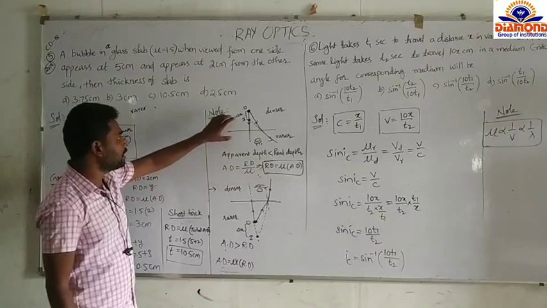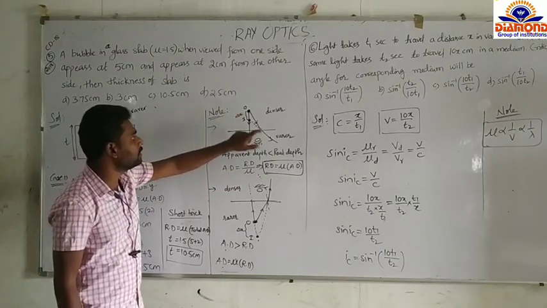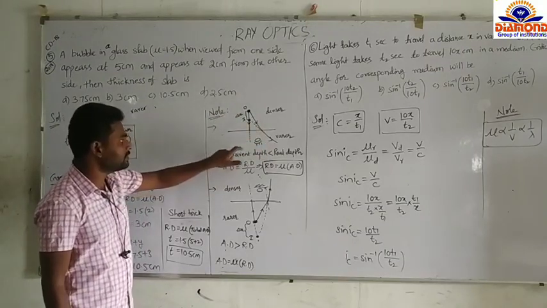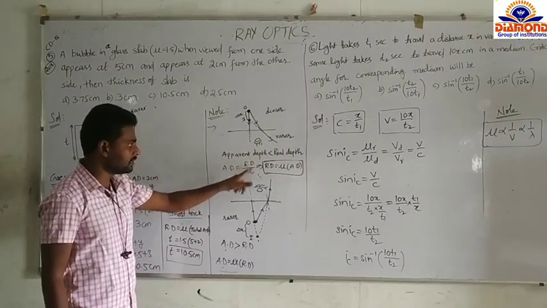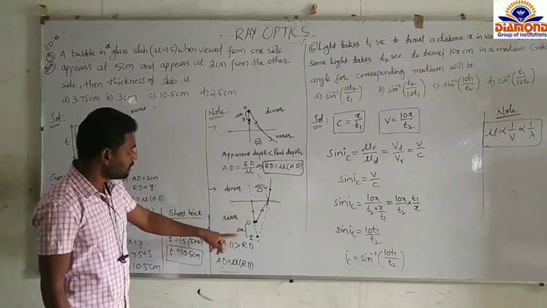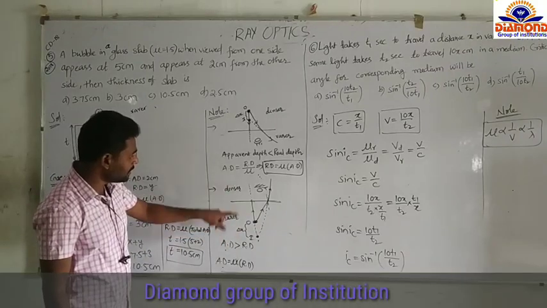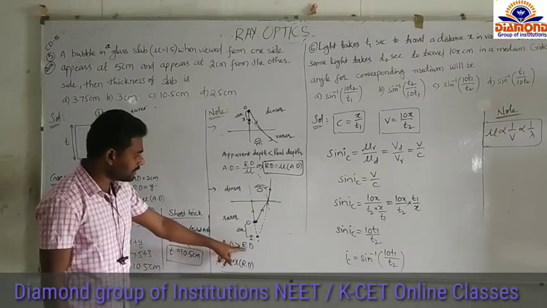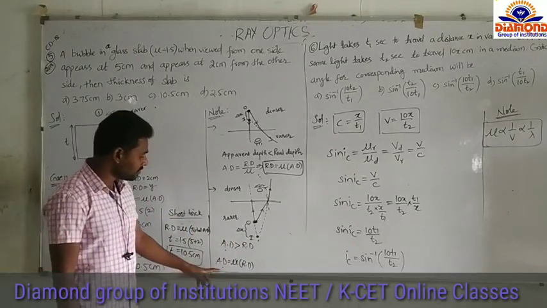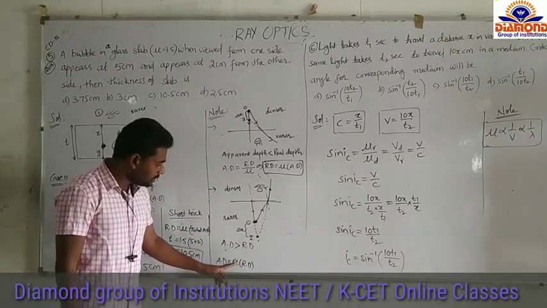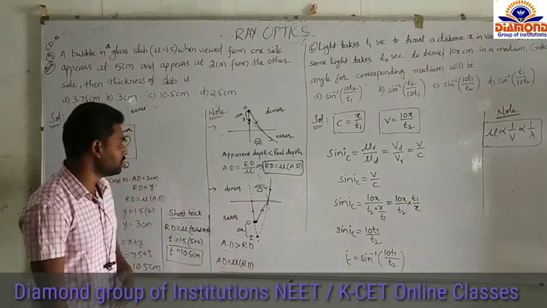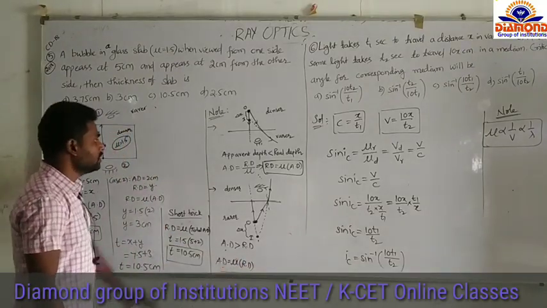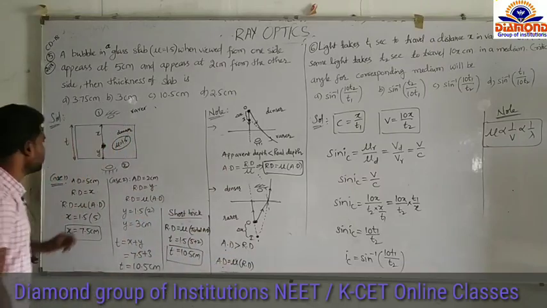So here, if you are viewing from the rarer to the denser medium, apparent depth is less than the real depth. That's why apparent depth equals real depth divided by mu. Here we are doing the division. In the other case, we are viewing from the denser medium to the rarer medium, and apparent depth is greater than the real depth. That's why here we multiply the refractive index into the real depth. Then apparent depth equals mu into real depth. So by using this concept, we are solving this problem.